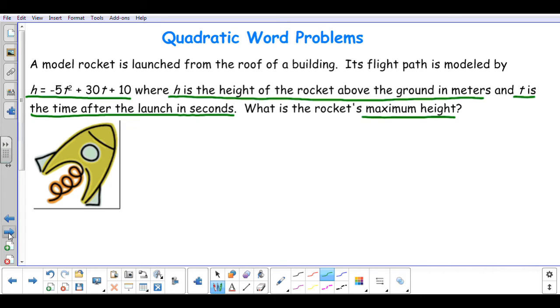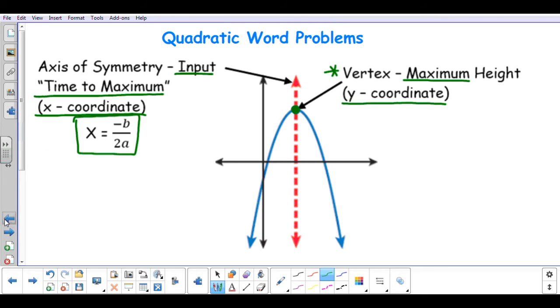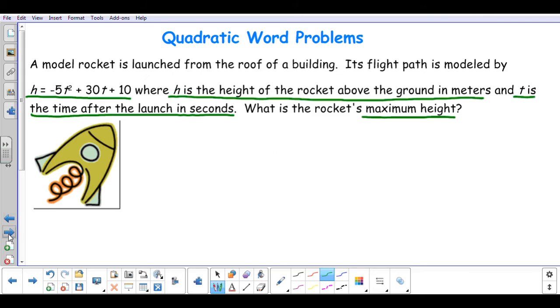So if we look back at our diagram that we were just talking about, maximum height is going to be the y-coordinate of the vertex. So before I can find the y, I do need to find the x. So I'm going to use the formula that it gives me. I'm going to identify the a, the b, and the c. So in my formula, my a term is -5, my b term is 30, and my c term is 10.